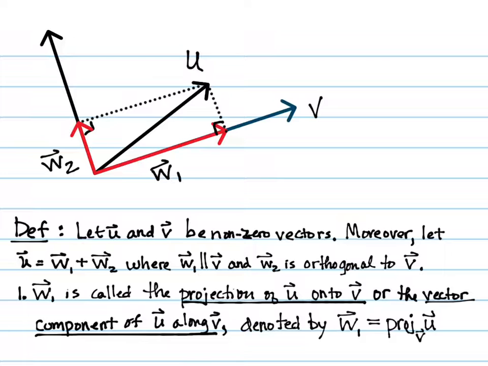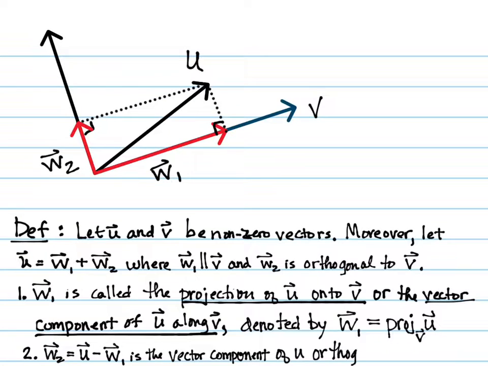Okay. But if I define W1, I need to define W2 in a similar fashion. So W2 can actually be defined using W1. W2 is actually the vector U minus the vector W1. And this is the vector component of U orthogonal to V.